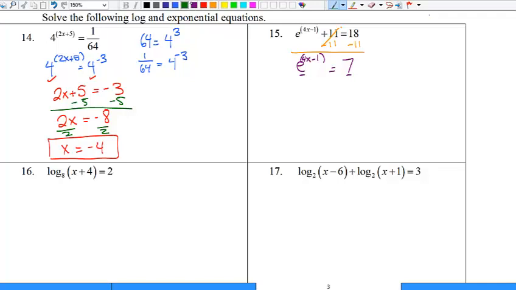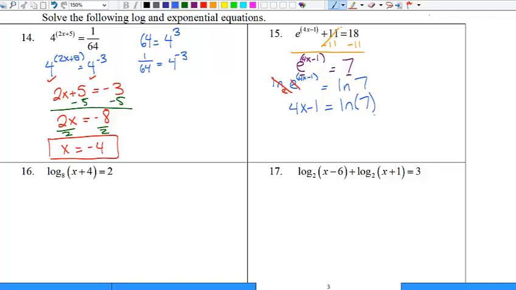And the other method that I'd like to do is take the ln, the natural log, of both sides. Taking the natural log of the left is really going to help me because the e and the ln are opposites of each other and they're going to undo each other. So they undo each other, and I'm left with a normal size 4x minus 1 on the left.